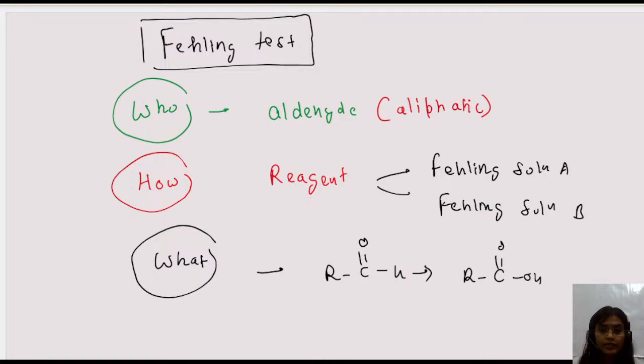But now what are Fehling solution A and Fehling solution B? Although it's not that important here, and only the reaction part is important, it's really important from the practical point of view. It can be a viva question for you. So let's start: what is Fehling solution A?